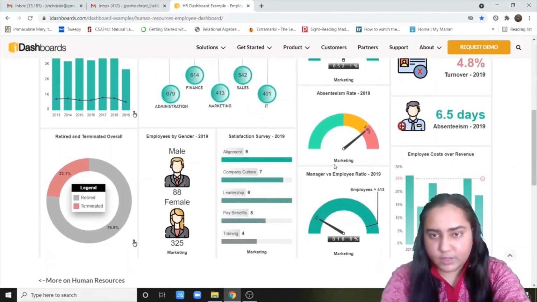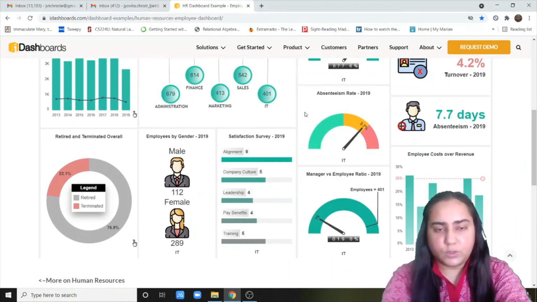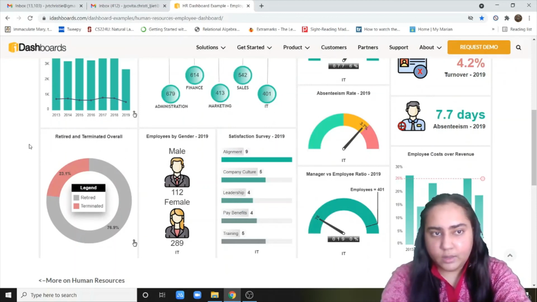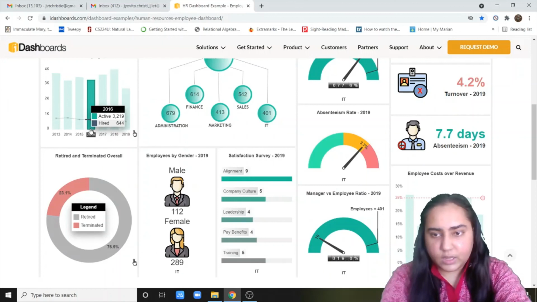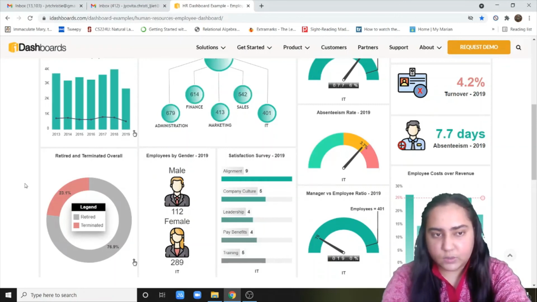And this is the manager versus employee ratio, which is given here, which also changes every time I shift into a new department. How many male and female employees are there? All those things are given. How many retired, terminated employees? And here you can see employee costs over revenue. So if I move to a particular year, here as well on this side, that year gets highlighted. So you can see how that is interrelated.